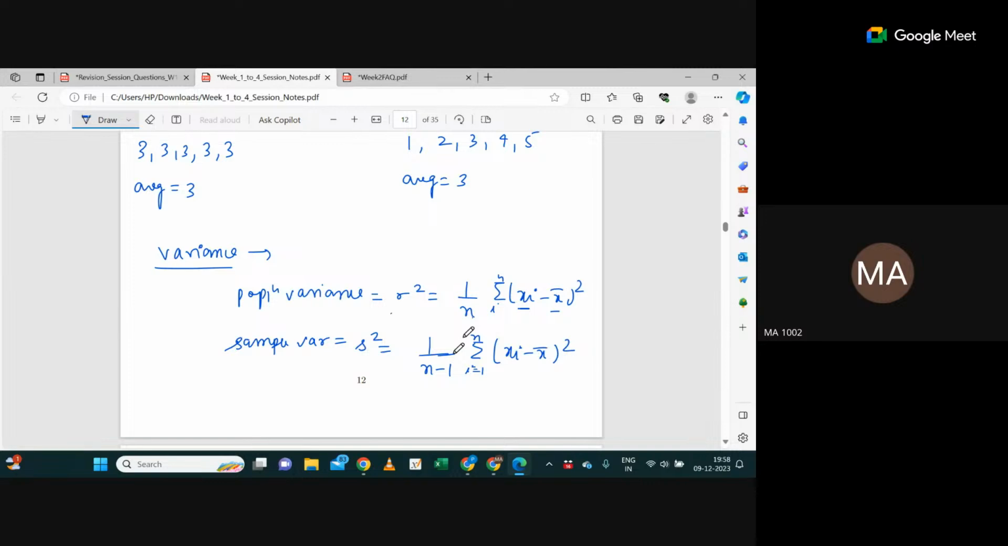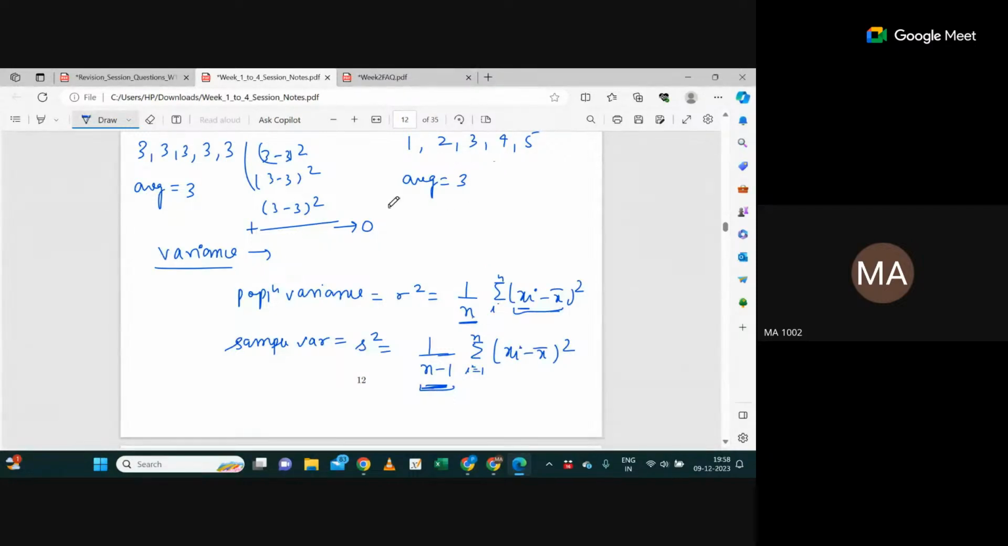So you can keep in mind, for population variance the denominator is n, covering all the observations, and for sample variance it will be n minus 1. Okay, this is something you can calculate, right? Xi minus x bar. So here you have to do 3 minus 3 whole square, 3 minus 3 whole square, for all 5, and add them up. So here the variance is 0, so you can see variability is 0, right?